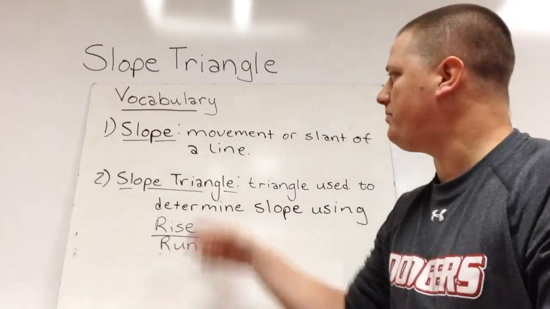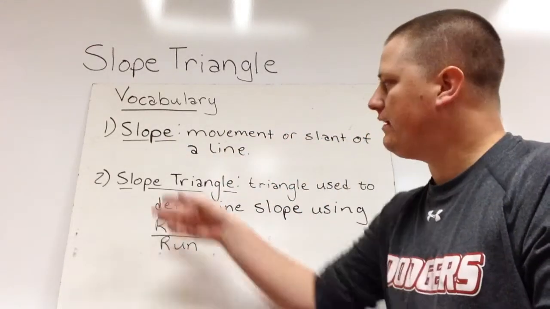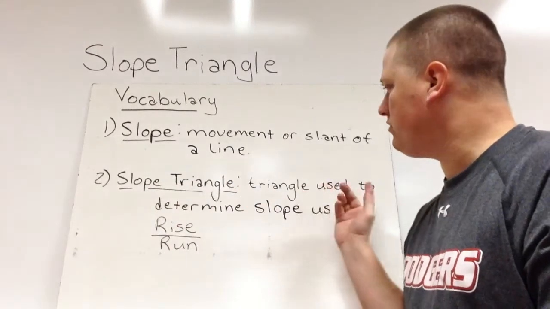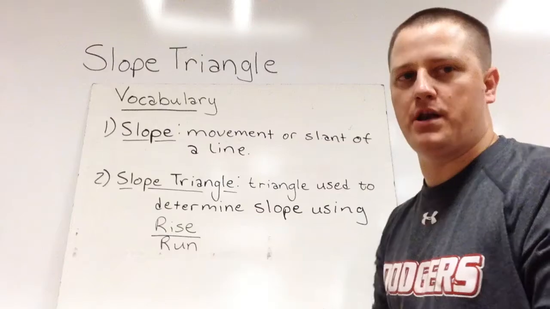Vocabulary: slope, the movement or slant of a line. Slope triangle, a triangle used to determine slope using rise divided by run.